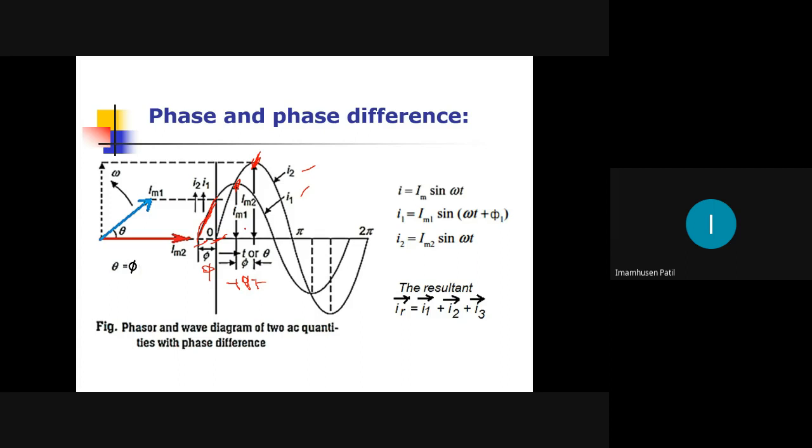There are two alternating quantities with different magnitudes, IM1 and IM2. Now I2 follows the standard equation: I2 is equal to IM2 sine omega t. At omega t equal to 0, the value is 0. At omega t equal to 180, it is again 0. It is following the standard equation. Whereas I1 has a phase difference of phi 1. This is angle phi 1.